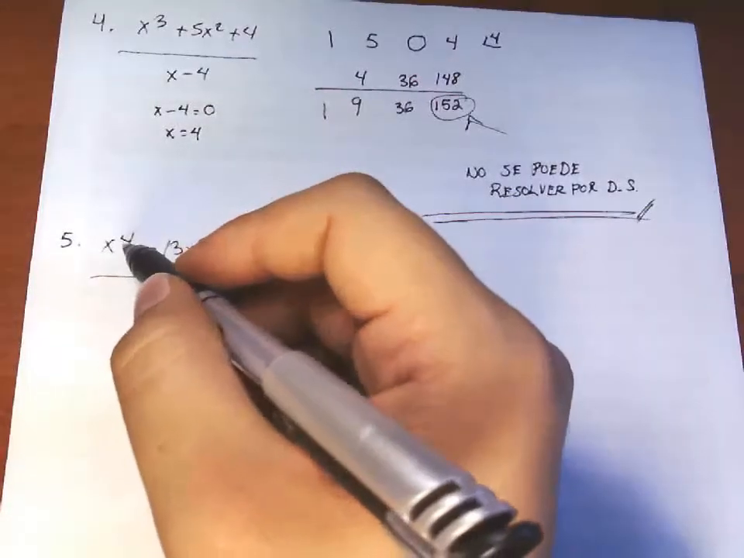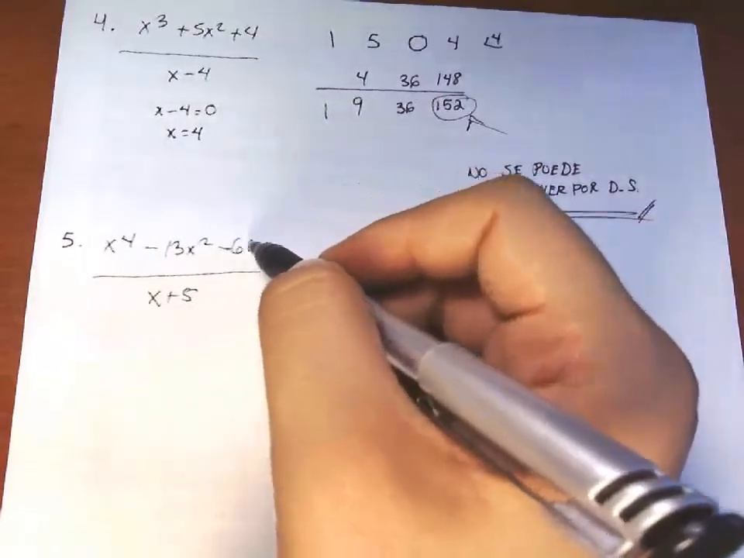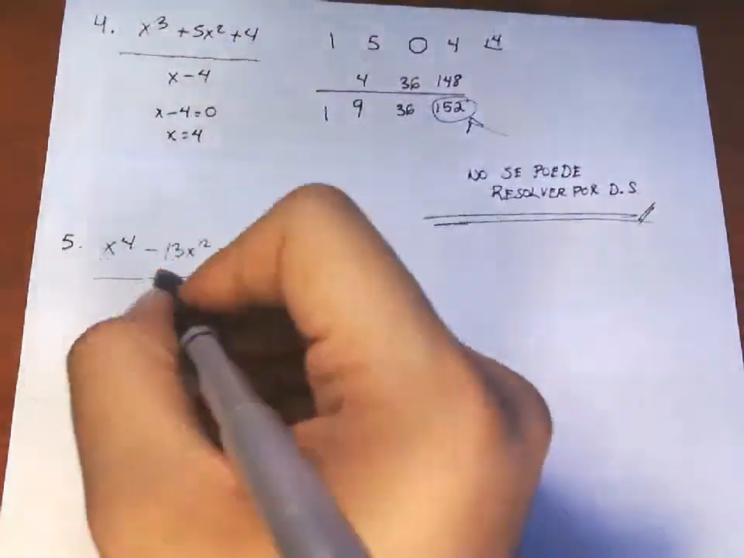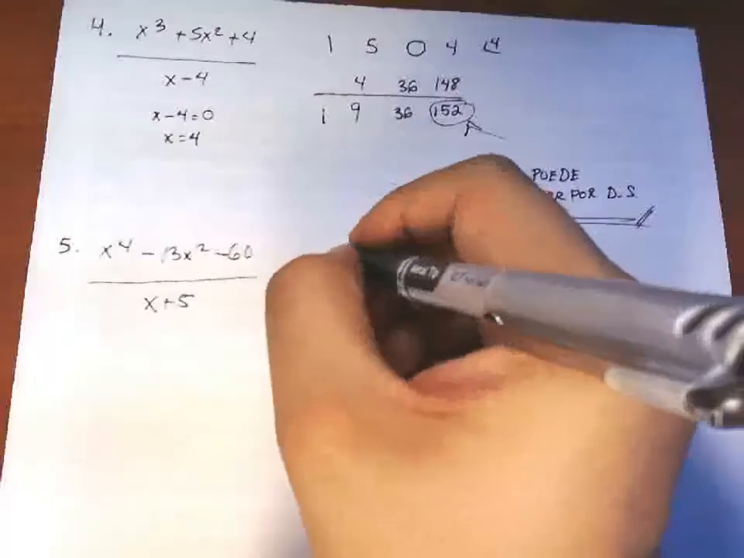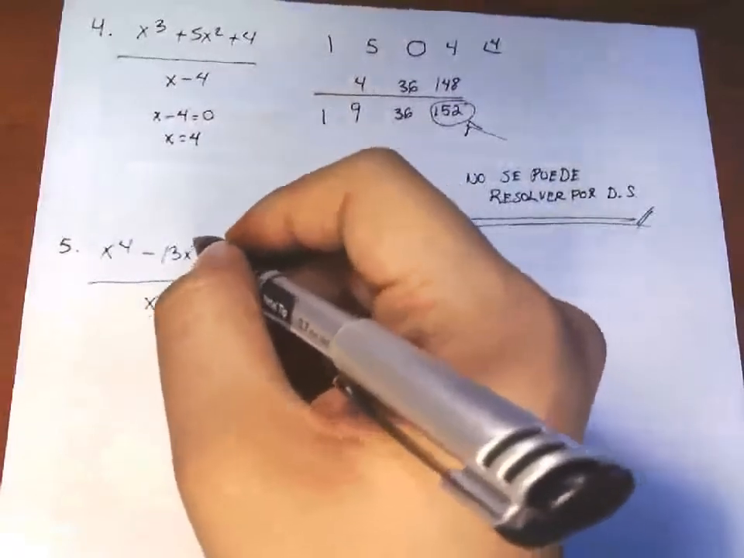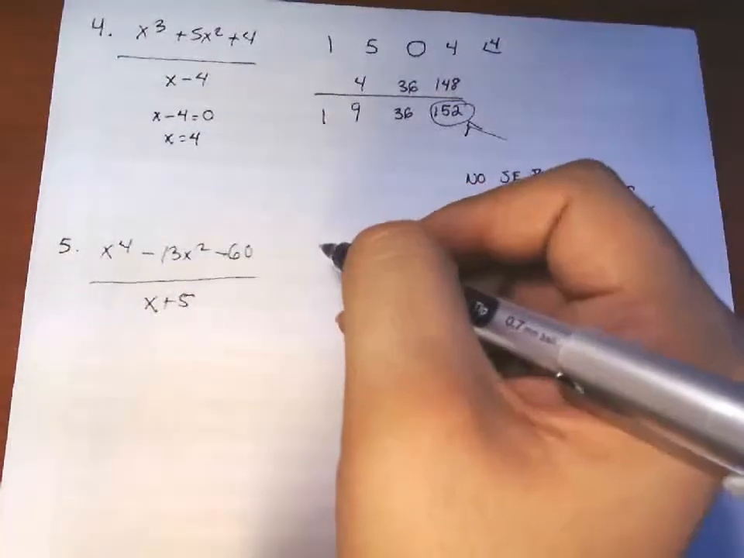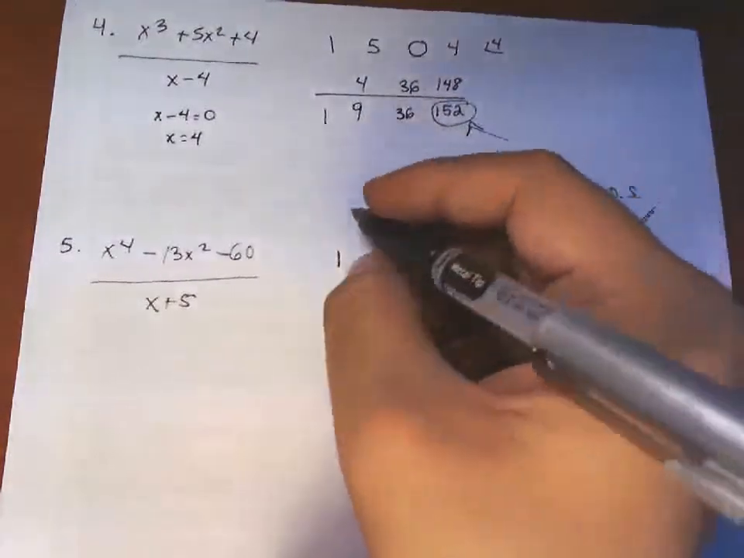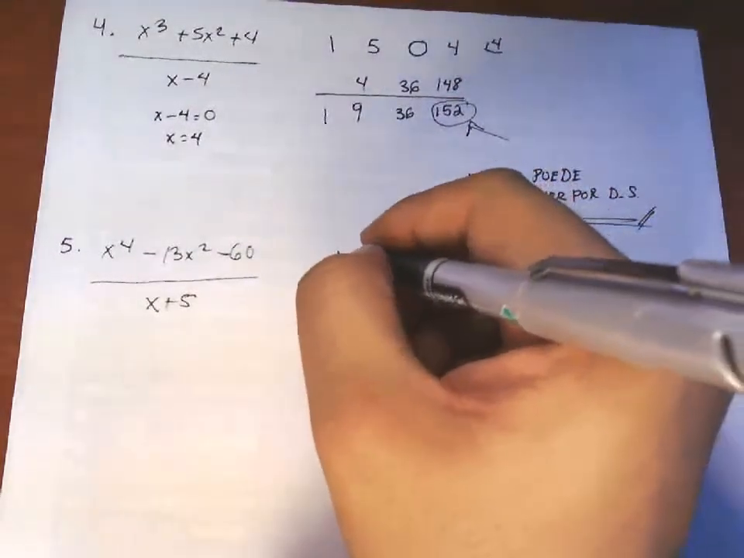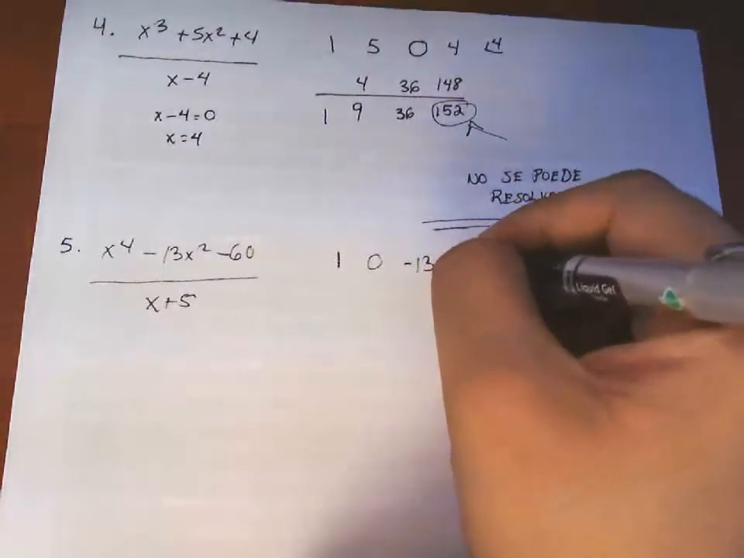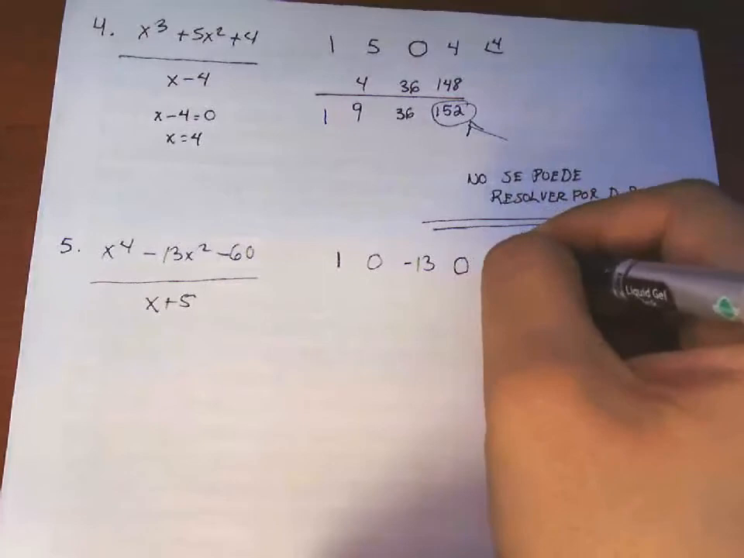Ok, tenemos en el 5 x cuarta menos 13x cuadrada menos 60 entre x quinta. Perfecto. De nuevo revisamos nuestros factores. X cuarta, nos falta x tercera, x segunda sí que lo tenemos, nos falta x a la 1 o x y el término independiente. Entonces tenemos 1, 0, menos 13, 0 de nuevo y menos 60.